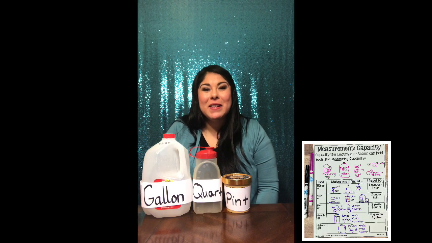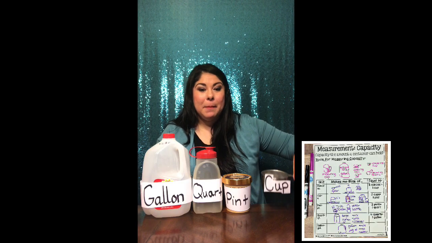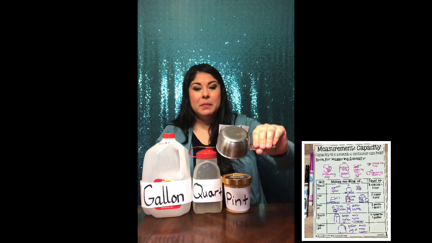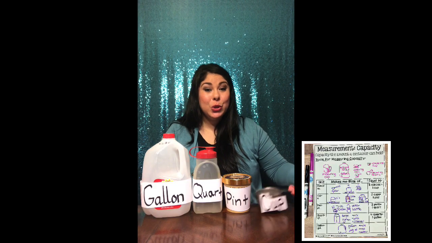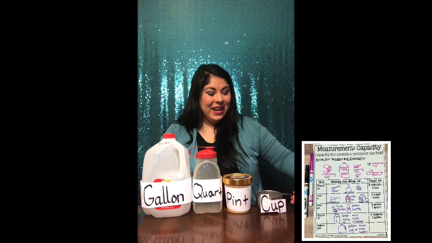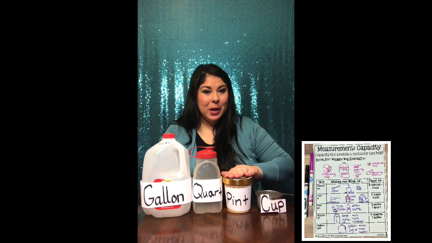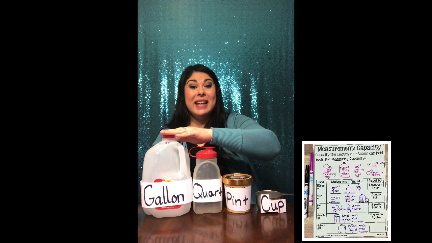All right, the smallest unit of measurement that we're going to talk about is the cup. This is 1 cup. It's just simply a measuring cup. And there are actually 2 cups in a pint. There are 2 cups in a pint, so how many do you think would be in a quart? How many do you think would be in a gallon?